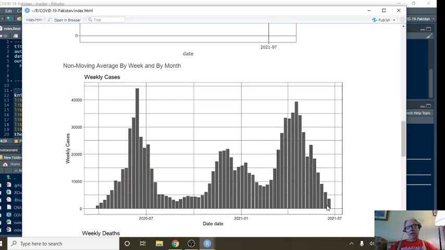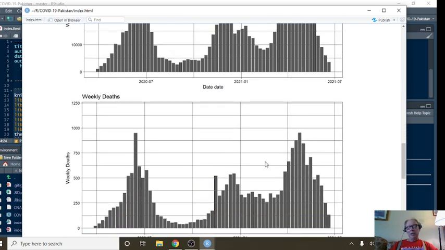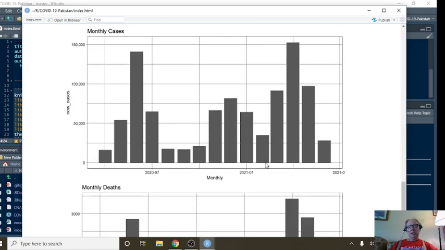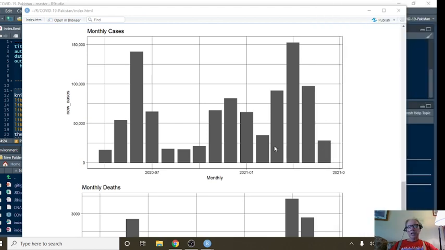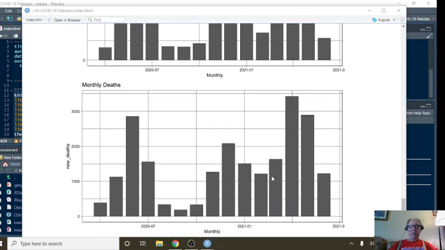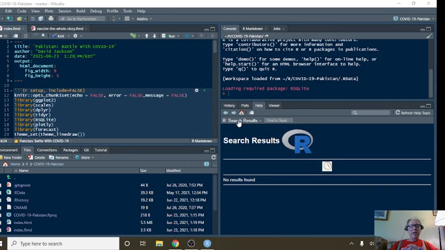And again, you can see the same declining pattern, the same trending line in weekly cases and weekly deaths. You can see here also, this is your monthly cases. This could be the lowest number of cases since back over here. Also the lowest number of deaths in 3 months. So there is good news, Pakistan. Your cases and deaths are continuing to show a declining pattern.